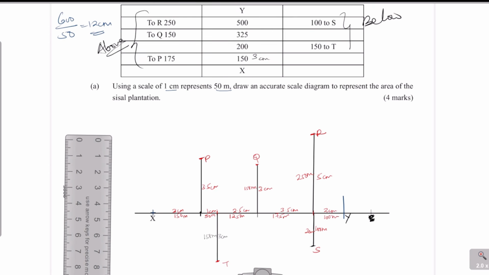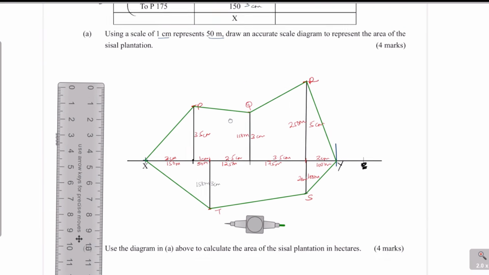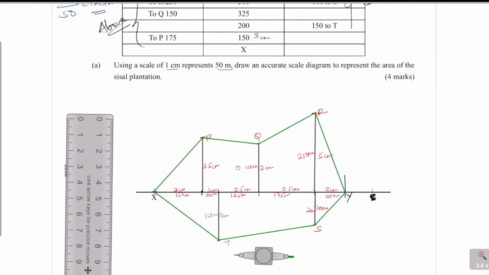After doing that, you join the offsets from baseline X, join to P, then from P join to Q, then from Q join to R, then from R to the last point, which is Y, using a ruler. So join that again, X to T, then T to S, and then S to Y, like that. And you've done everything. That is what was required. You have used the scale, 1 centimeter represents 50 meters, and you have represented that.